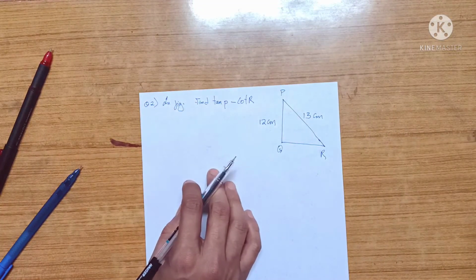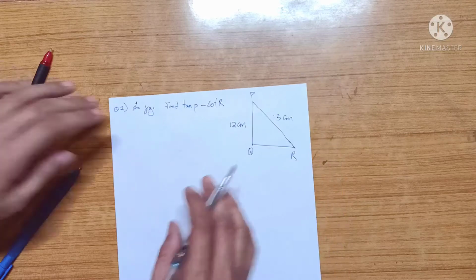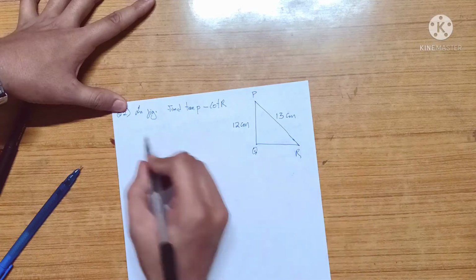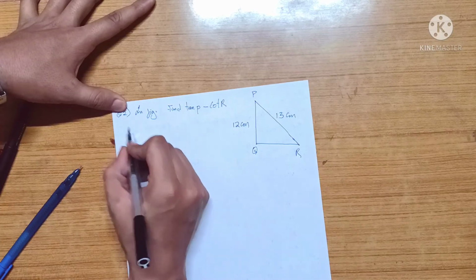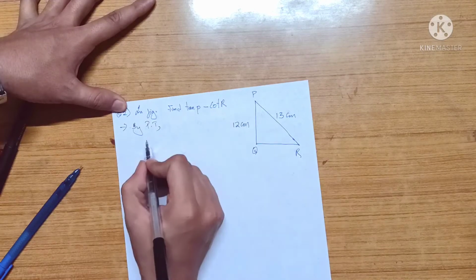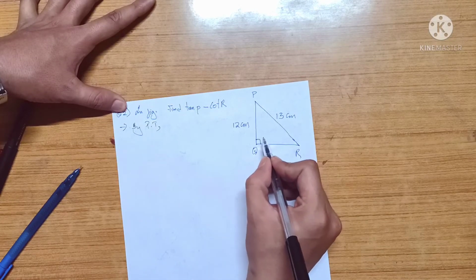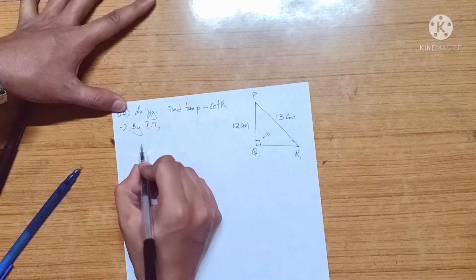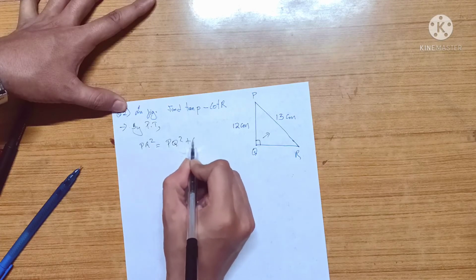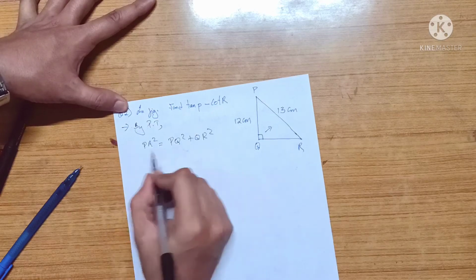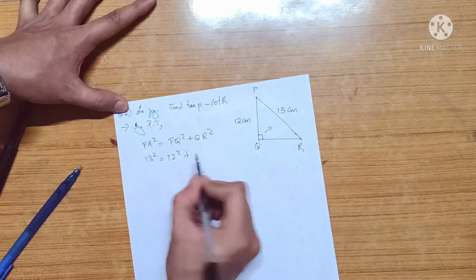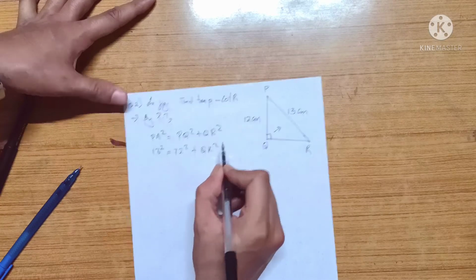Question number 2. Let's try this. So we have two sides. We need the third side. So let's use Pythagoras theorem and then find the third side. See, the longest side is opposite the 90 degrees here. So the longer side is obviously 13. So PR square equals PQ square plus QR square. PR in this case is 13. PQ in this case is 12. And QR we don't know, just leave it as it is.